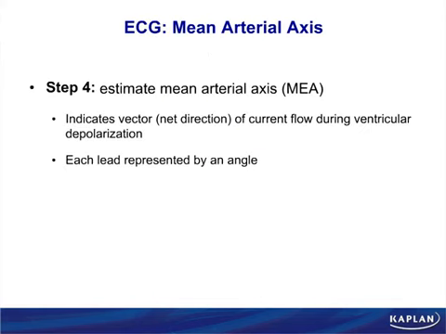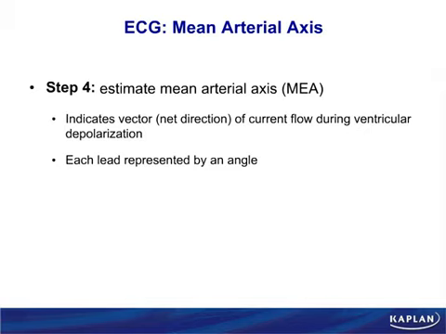The fourth thing that we need to do for EKG is determine the mean electrical axis. The mean electrical axis is the net direction of current flow during ventricular depolarization. All right, depolarization, the net direction. Call it a vector of current flow. Now I keep emphasizing depolarization because what that means is we're looking at the QRS complex. All right, the QRS complex.